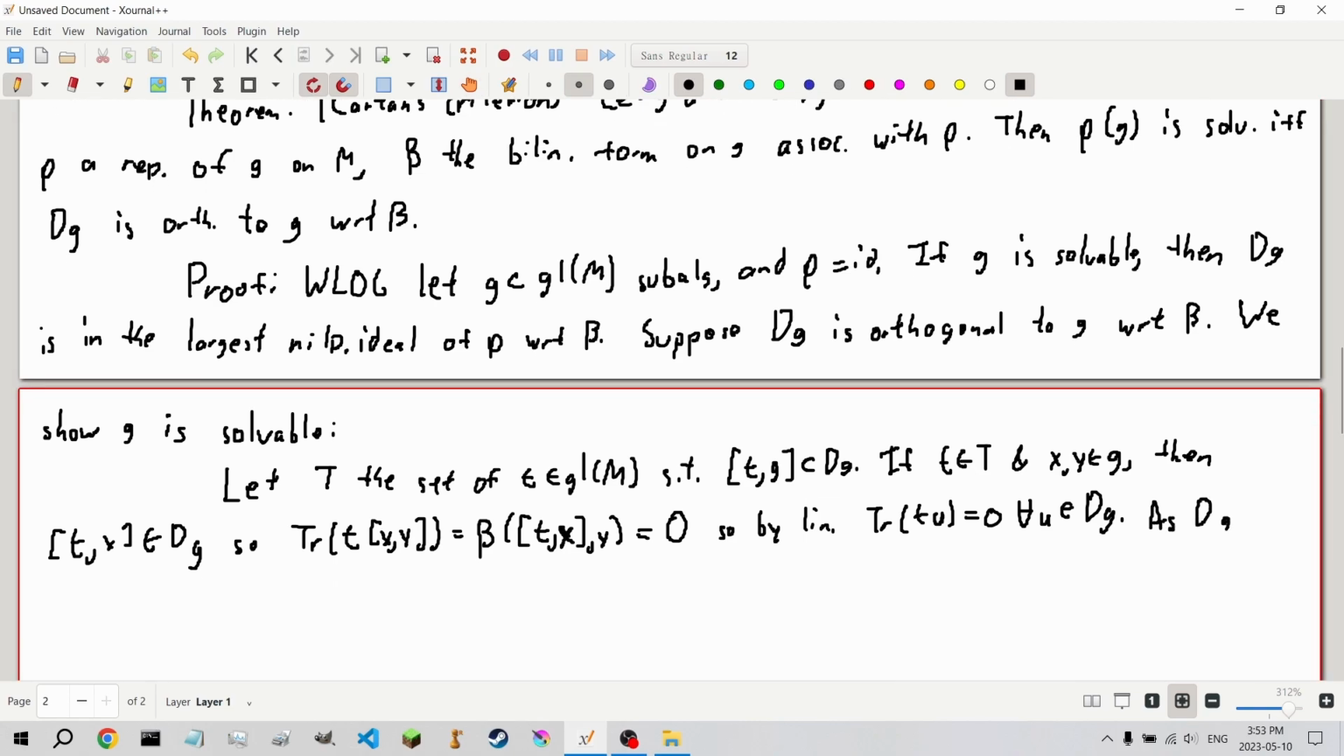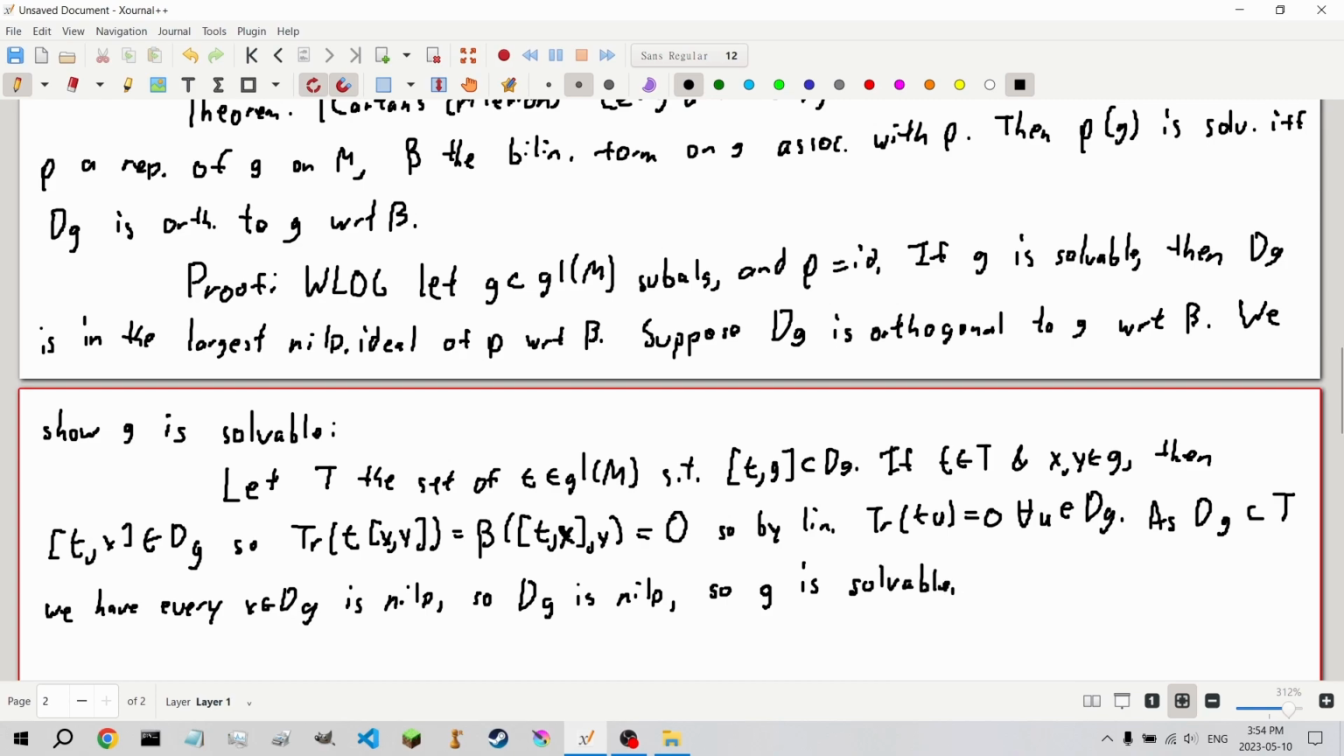As we have that, every element of the derived algebra of G is definite. We're going to meet the definition of T pretty easily. We have that every X in the derived algebra of G is nilpotent. So the derived algebra itself is nilpotent. So, as we saw last time with the corollaries, G is solvable. And there we go.